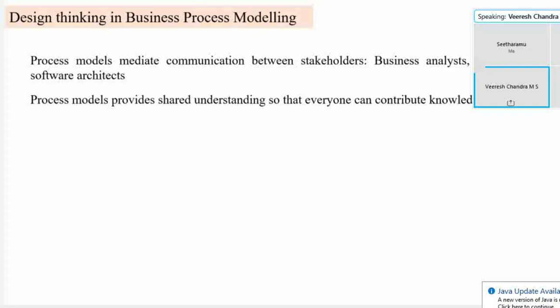So this can be done like this. Instead of using a lathe, we can use a milling machine, right? Instead of using a horizontal milling machine, we can use a vertical milling machine. So these are the inputs which everyone can give. They can share their knowledge because there is a transparency in this business process model or business process models.